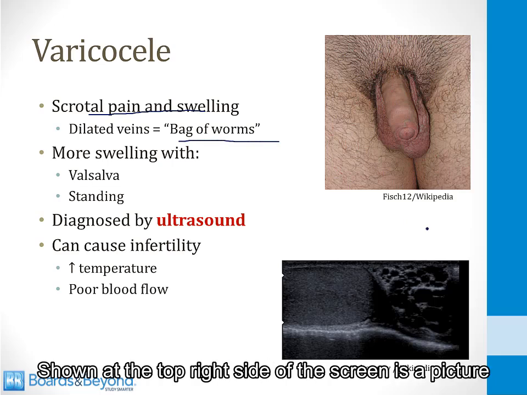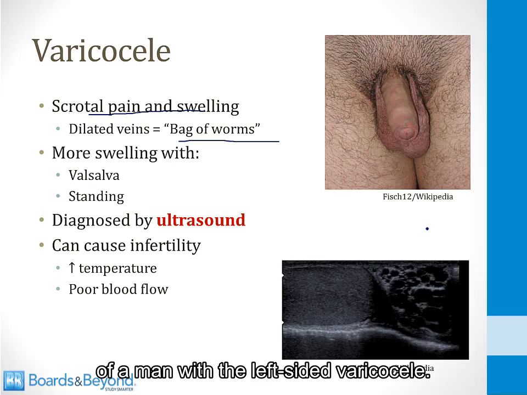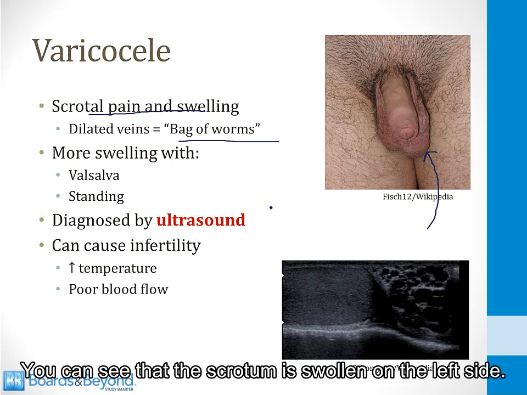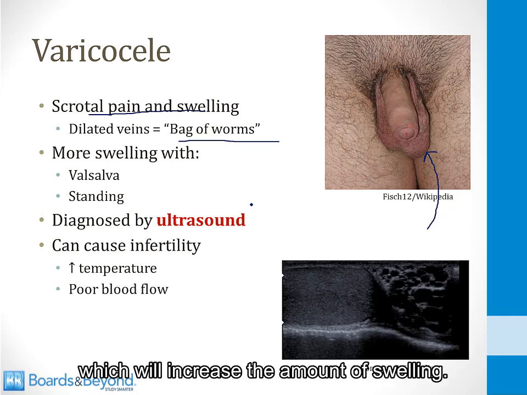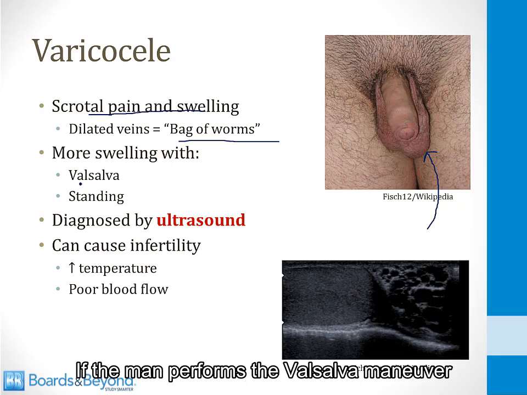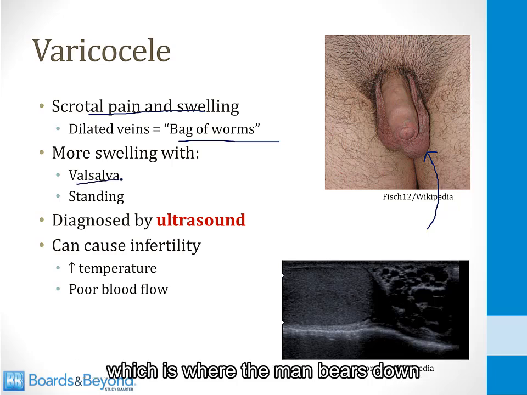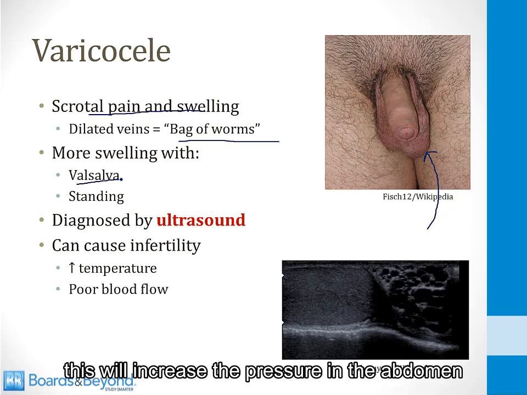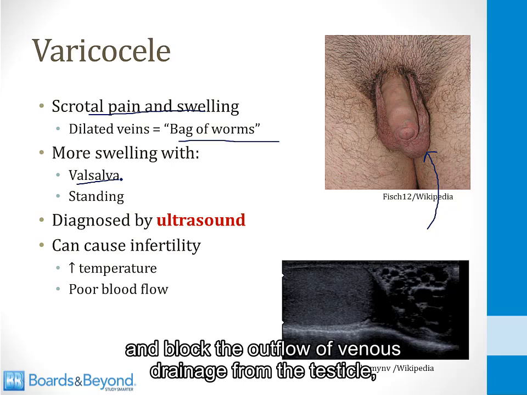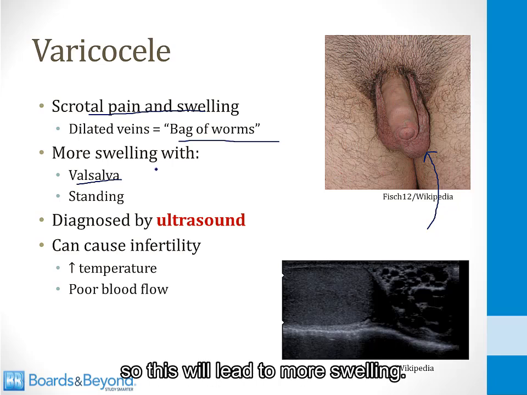Shown at the top right side of the screen is a picture of a man with a left-sided varicocele. You can see that the scrotum is swollen on the left side. There are some physiologic maneuvers which will increase the amount of swelling. If the man performs the Valsalva maneuver, where he bears down like he's trying to have a bowel movement, this will increase the pressure in the abdomen and block the outflow of venous drainage from the testicle, so this will lead to more swelling.